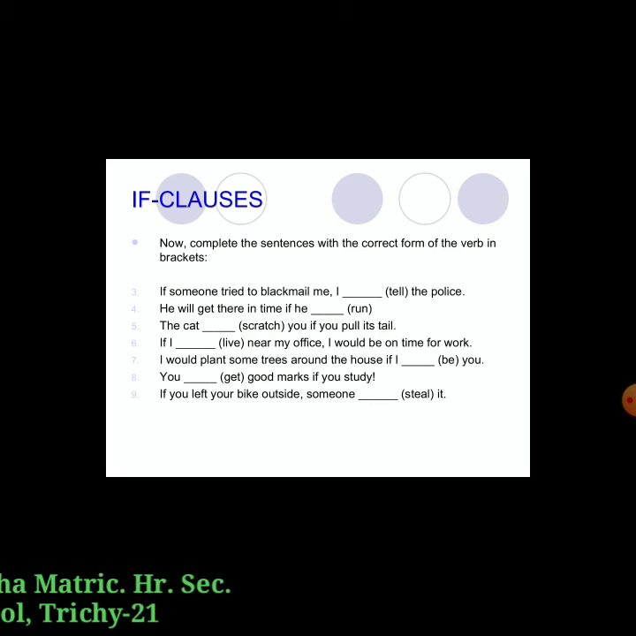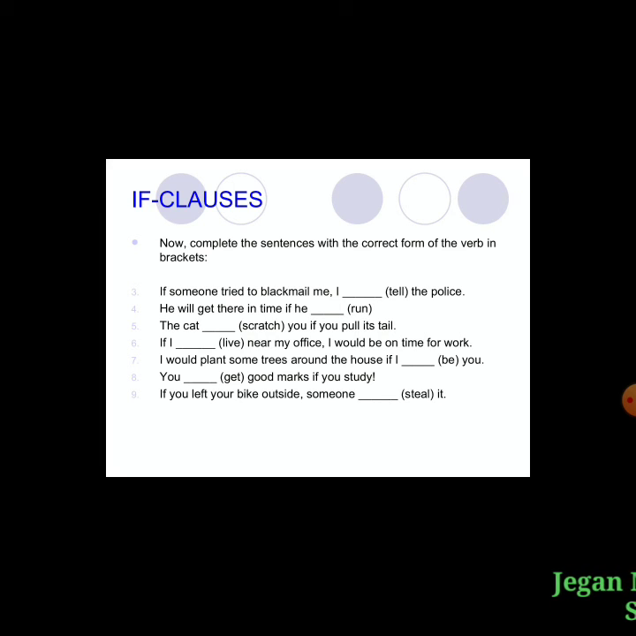Next one: if you left your bike outside, someone (steal) it. If you left your bike outside, left is simple past, so it's the second type in the if clause. So the main clause: someone would steal. Because left is simple past in the if clause, what is the rule here? As per the rule, would plus v1, so we use the verb whatever it is. Someone would steal it.